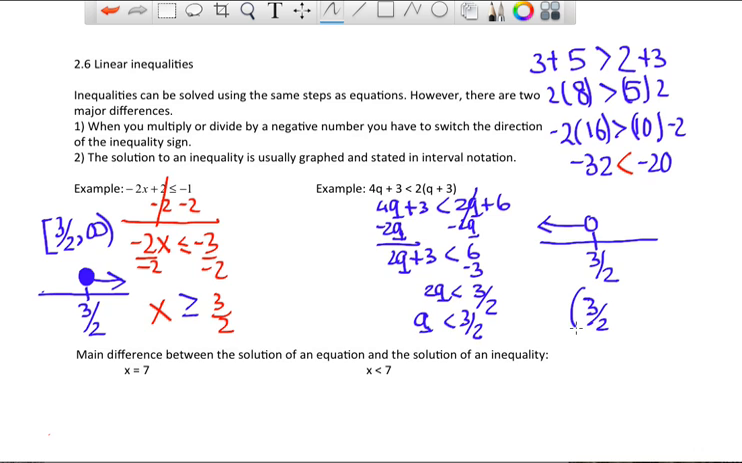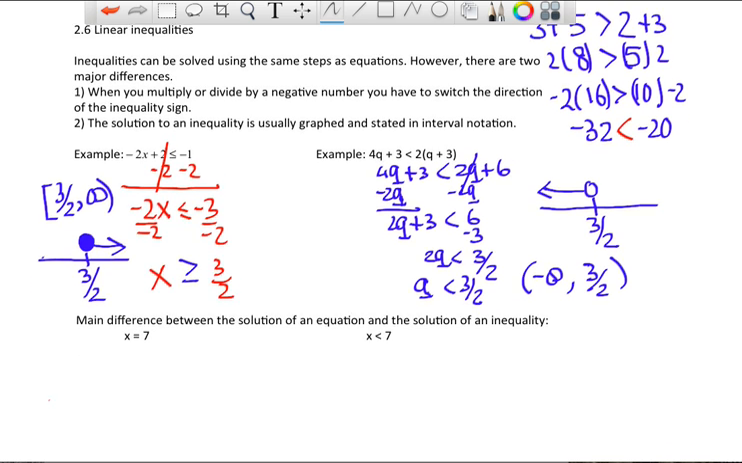Now, sometimes students answer it this way. So it's 3 over 2 and then to the left, so that means you go towards negative infinity. And I would be okay with that, except I'm trying to show you what you are most likely going to see. So usually the answer would be written this way: from negative infinity out to 3 over 2. Okay?